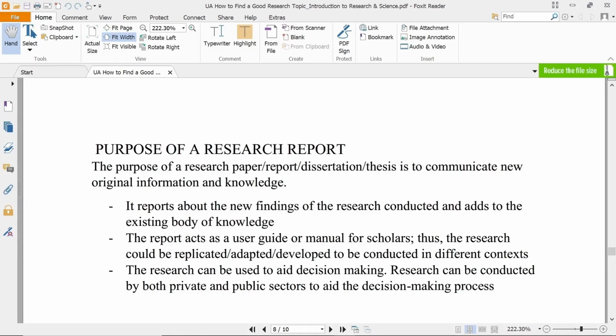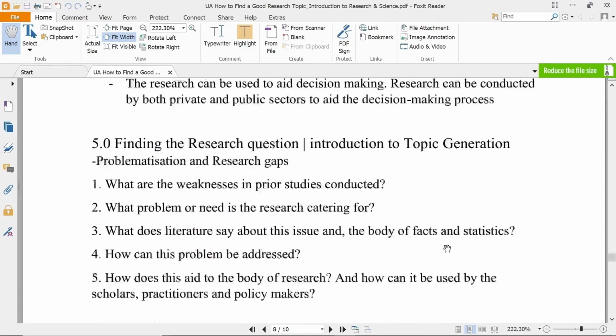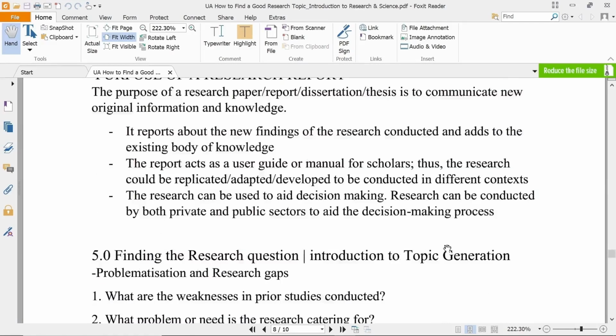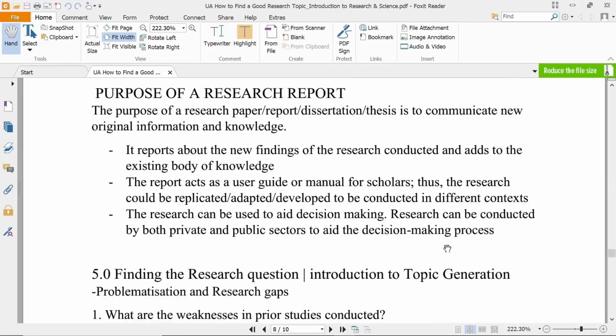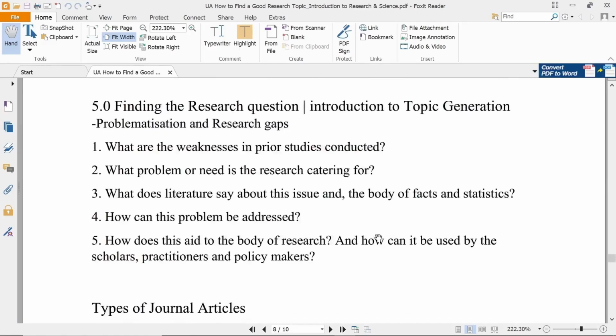The research can be used to aid decision making. Research can be conducted by both private and public sectors to aid the decision-making process. So that's the reason for coming up with a report. This is basically an introduction to topic generation. I'll go in depth in the follow-up video.